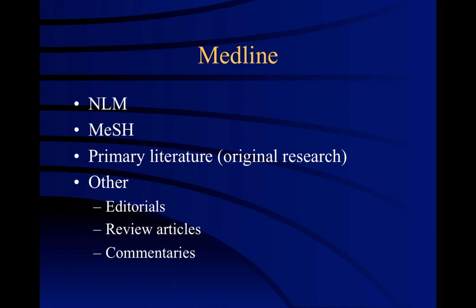The lag time for articles varies, but the database itself is updated weekly. It usually takes 3 to 4 weeks for a journal article to arrive in Medline. The database is searched using a controlled vocabulary called medical subject headings, or MeSH. Apart from original research articles, primary literature, Medline also contains review articles, letters to the editor, commentaries, and other types of articles. It does not include conference proceedings or symposiums.